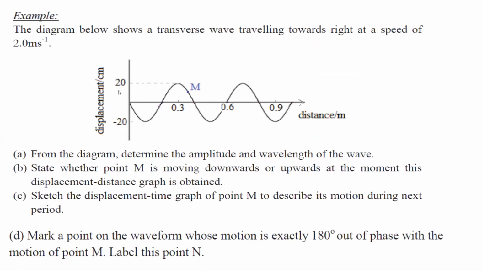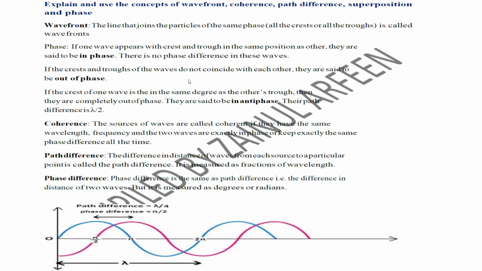This is just an example. The diagram below shows a transverse wave. Before this example, there's one more point, which is about the intensity of the wave, and then we'll move on to the intensity of a wave. How do we define the term intensity of a wave?